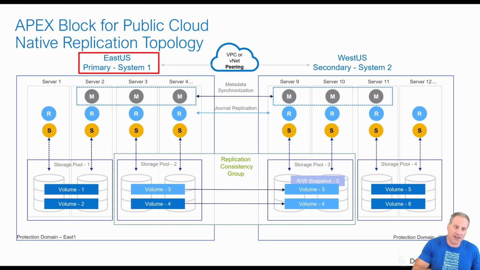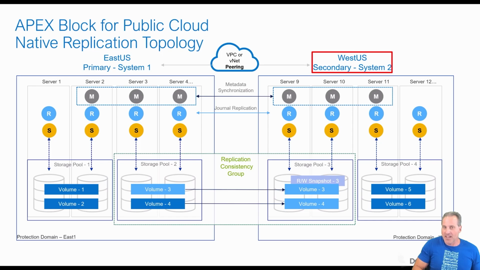So the topology here, east, system 1, and west, system 2. East is my source, west is my target. And again, I have volumes and different storage pools. I have that replication consistency group there in green, where I can even take a snapshot of a volume, and that snap you're going to see here in the demo is going to land on the target, and then I can mount it and consume it. I can also take snaps of snaps. And of course, I can fail over from source to target. I can run in DR as my primary, and then I'll reverse it and I'll fail back.